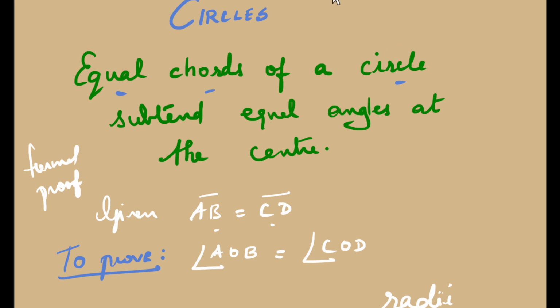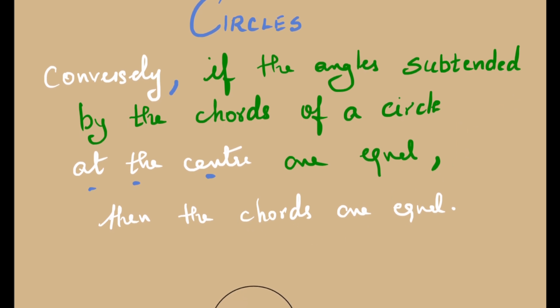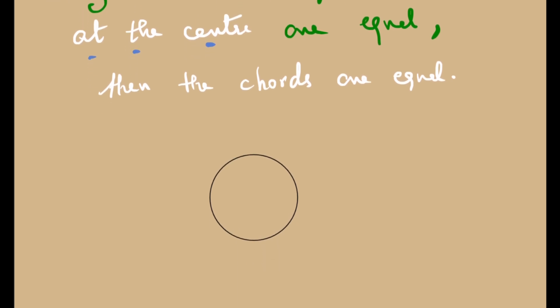Now what is the converse of this theorem? How can we write the converse? If we are given that the angles are equal, we'll have to prove that the chord length is equal. So let me read out the theorem to you first. If the angles subtended by the chords of a circle at the center are equal, then the chords are equal. Now using the same congruency property of both the triangles, we can prove this theorem also.